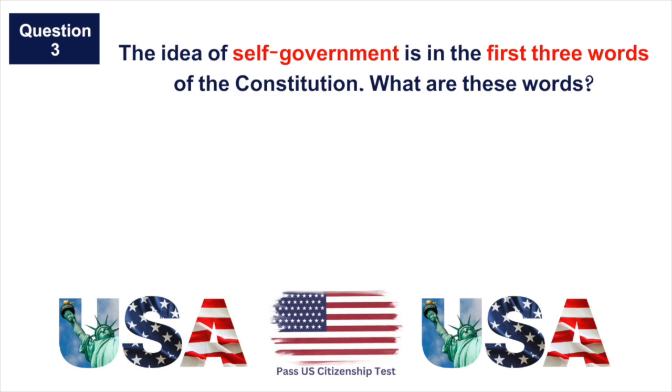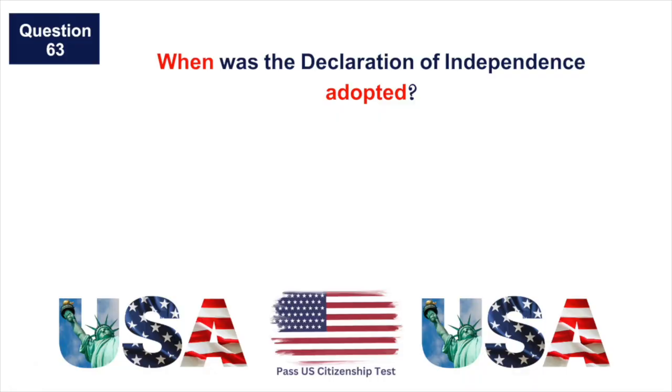The idea of self-government is in the first 3 words of the Constitution. What are these words? We the people. When was the Declaration of Independence adopted? July 4, 1776.